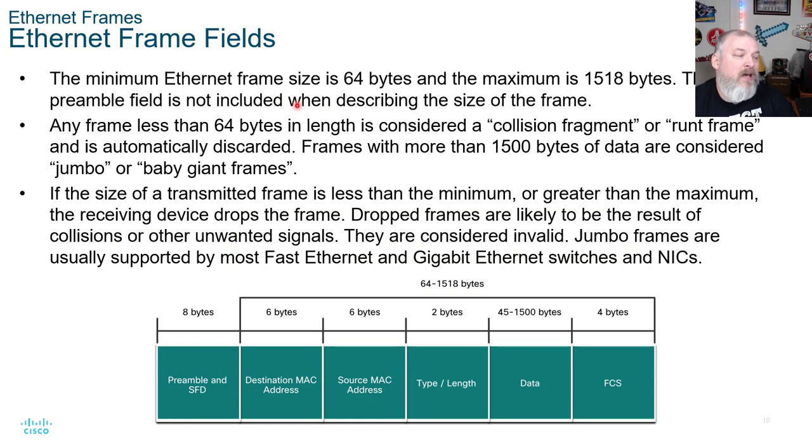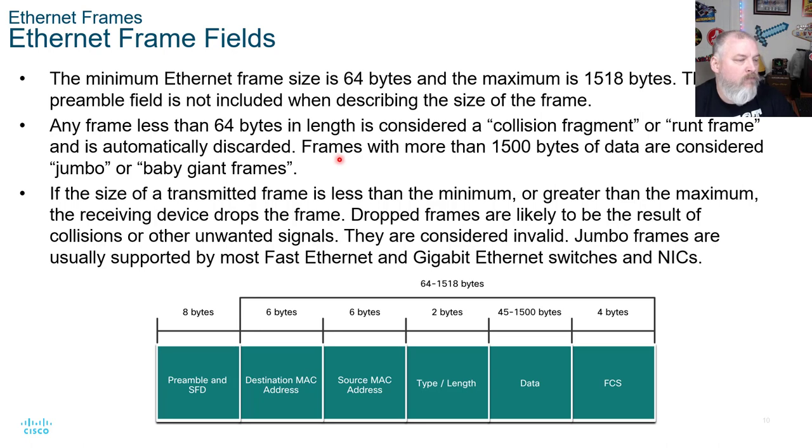Ethernet frame fields. The minimum Ethernet frame size is 64 bytes, and the maximum is 1,518 bytes. The preamble field is not included when describing the size of the frame. Any frame less than 64 bytes in length is considered a collision fragment, or a runt frame. Basically, it's going to be discarded. It's saying, we don't know what to do with this. It's not 64 bytes, and we're done. We're not even dealing with it, and so they just toss it.